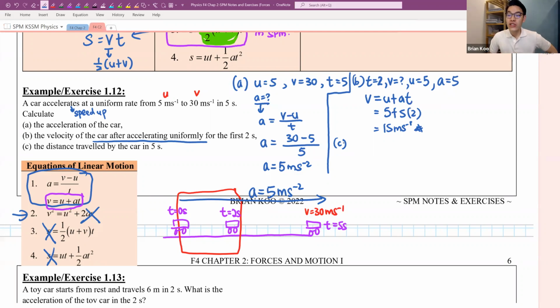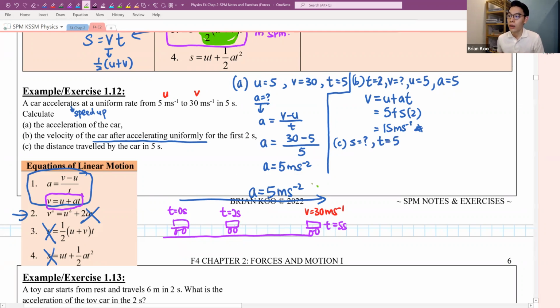Last one, the distance traveled by the car in 5 seconds. Write down the obvious things first. Like for example, you know distance is like displacement. So S is what we are looking for, displacement. And then T is 5 seconds now. Now they are going back and forth, back to looking at the whole journey.